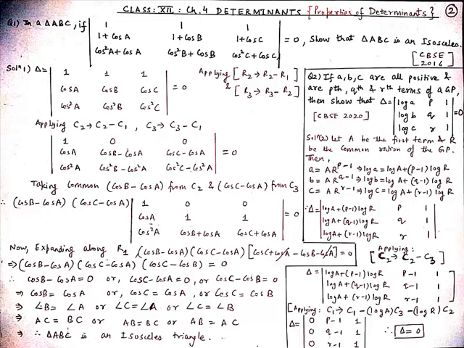Now we will apply R3 tends to R3 minus R2. So the elements of row R3, which is cos square A plus cos A, and then minus of cos A. So cos A will get cancelled out and we get cos square A, and then cos square B plus cos B minus of cos B, so cos B will get cancelled out and we get cos square B, and then cos square C plus cos C minus cos C, so cos C will get cancelled out and we get cos square C, and this is equal to 0.